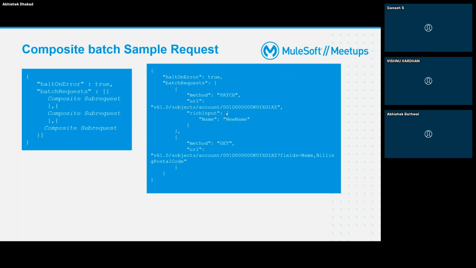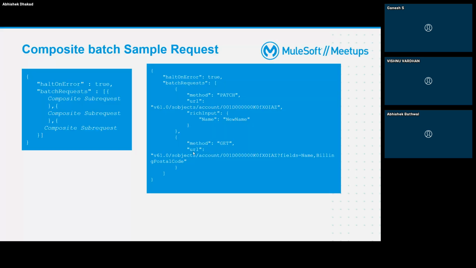Then rich input, where we will be having the object. We can specify our entire data which we need to insert. This is the first operation sub request. Then we can have a second sub request. Like that, in the single call, you can have multiple sub requests.